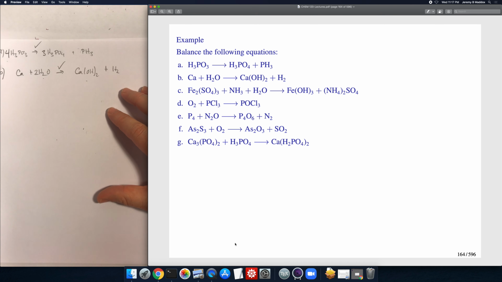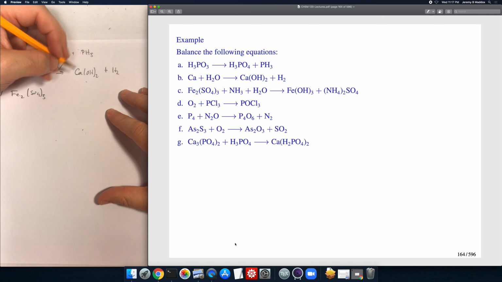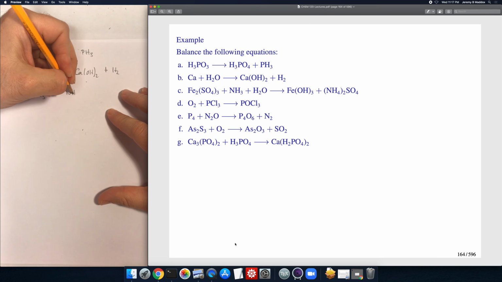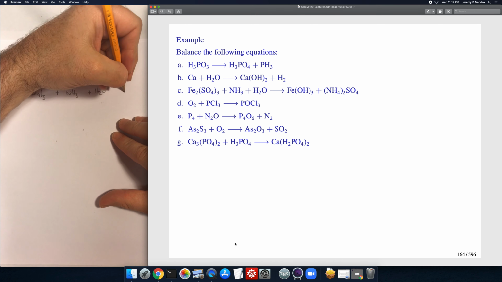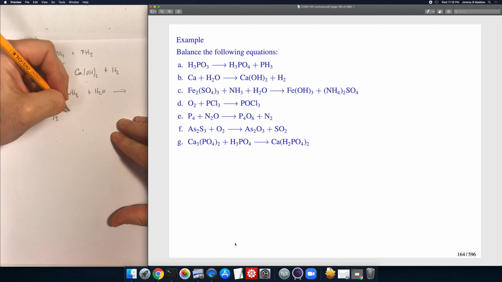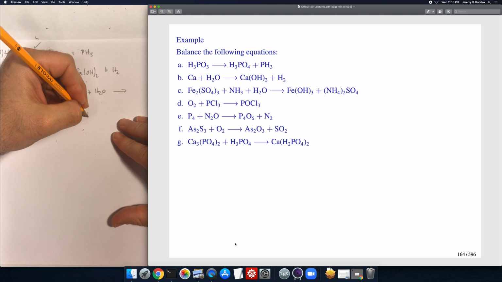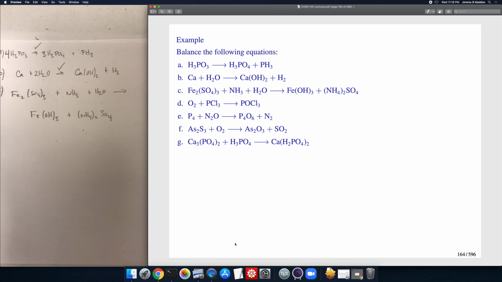Part C is a lot more complicated, and so let's handle this one with care. Let me get the reaction going. So we've got iron(III) sulfate reacting with ammonia and water to yield iron(III) hydroxide and ammonium sulfate. Okay, so what do we have going on in this reaction?